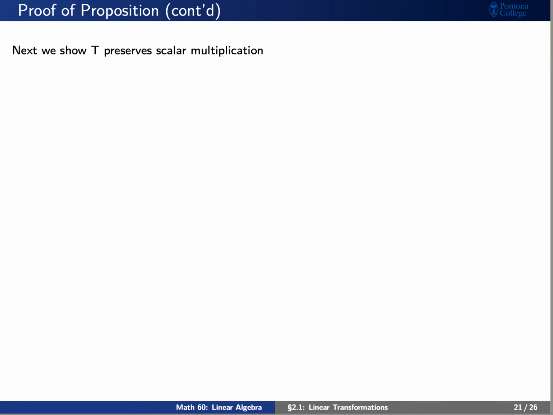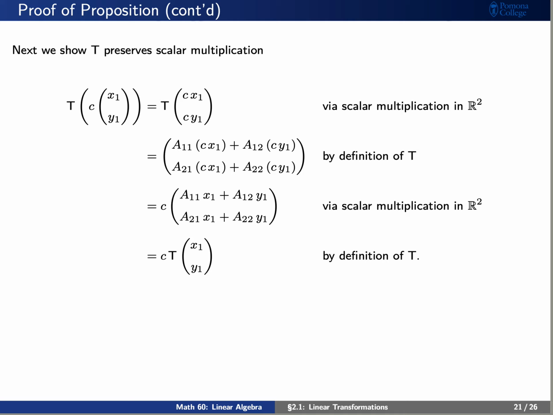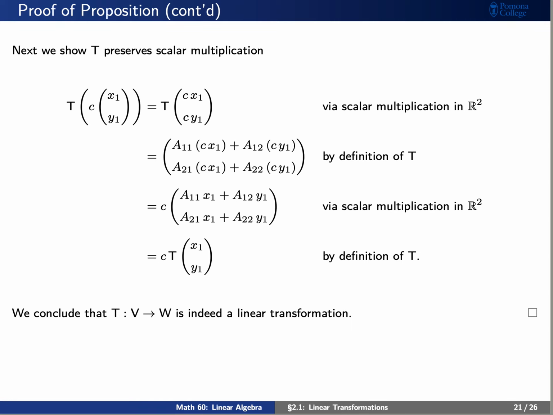Next, we must show that T preserves scalar multiplication. Here we'll take a scalar multiple of the vector x1, y1, and we'll just use the definition by scaling each of our coordinates. Now we substitute using the definition of T, and we realize that we can just pull out the scalar from each of our entries, again using the distributivity laws. But from the definition of T, we see that this is just c times T of x1, y1. So we conclude that T must indeed be a linear transformation.